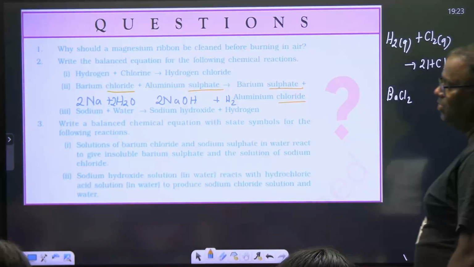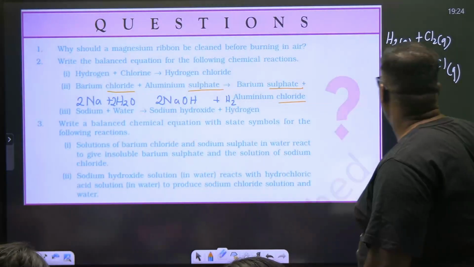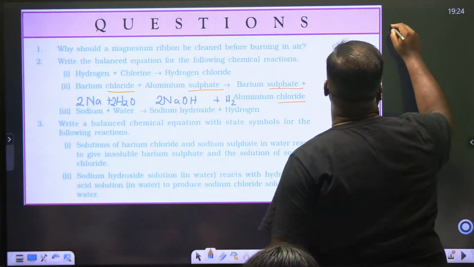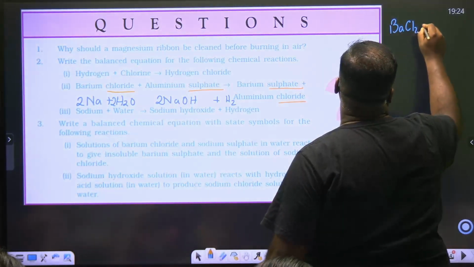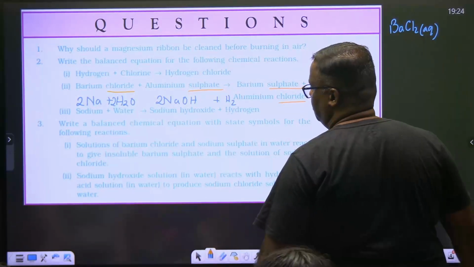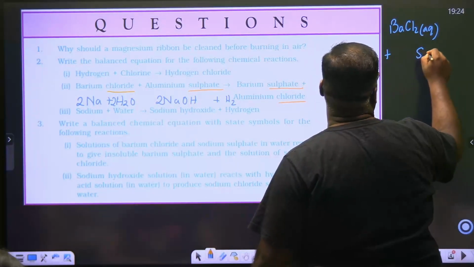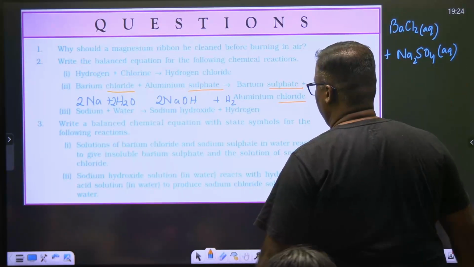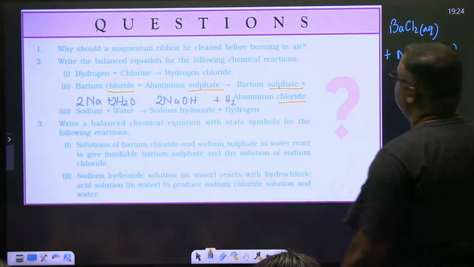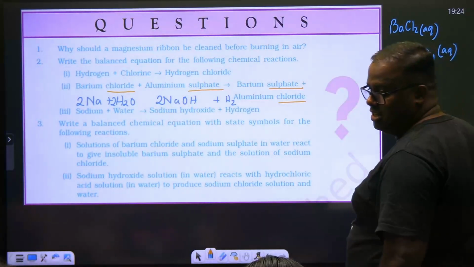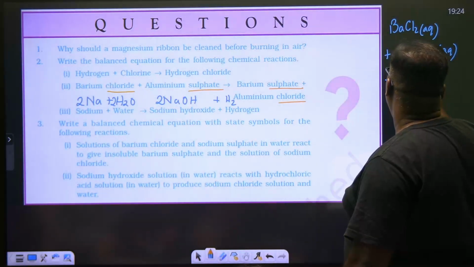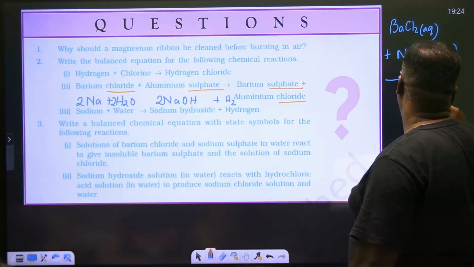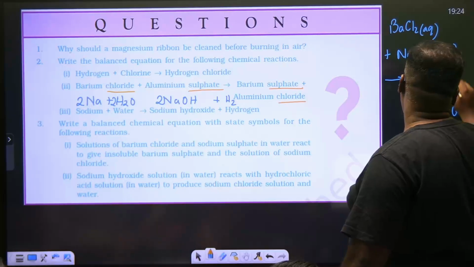Shall we try this? Solution of barium chloride. What is barium chloride? BaCl2. But it is a solution, so it is aqueous. It reacts with sodium sulfate. Sulfate is 2 minus, so this will be Na2SO4 aqueous, to give an insoluble barium sulfate. Again, a double displacement reaction. It will be BaSO4 and it will give you sodium chloride. NaCl will be aqueous and this will be solid.